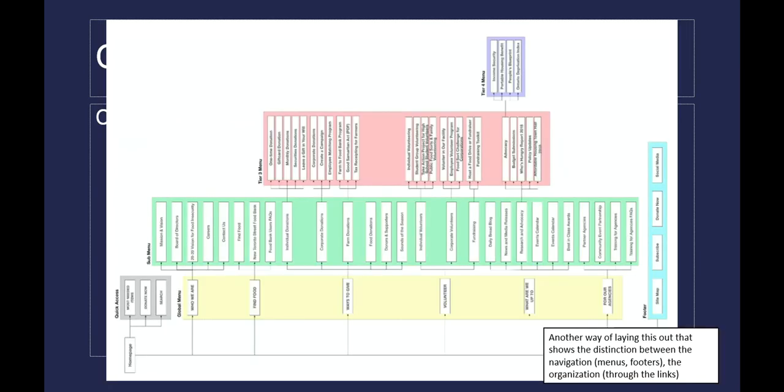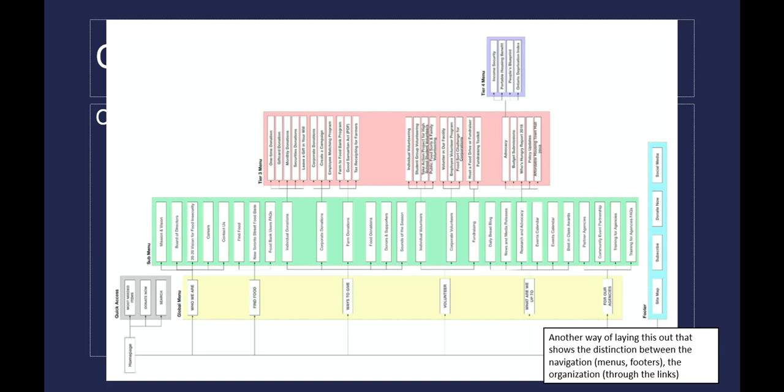Now I've had to turn this on its side, so sorry about that. You're going to have to turn your head over, but here's another way of doing things. This is still showing a hierarchy. It's just another way of laying this out that shows the distinction between the navigation using the menus and the footers, and the organization through the links. So you can see here again at the top, essentially bottom left, which would normally be top left if this was rotated the correct way on the page.